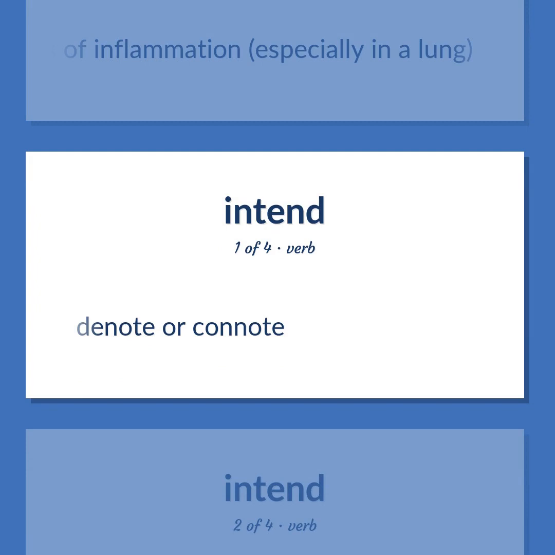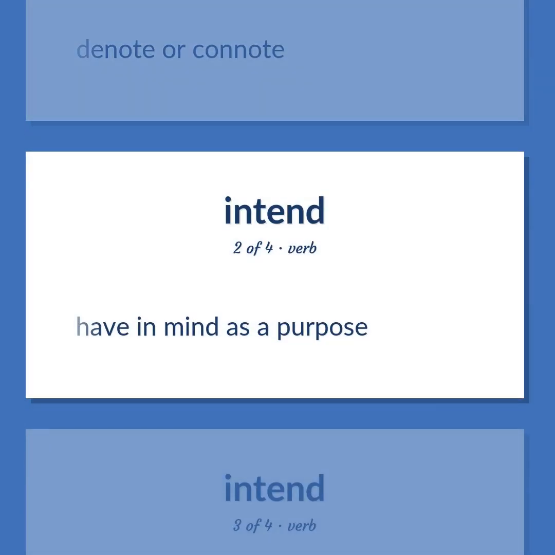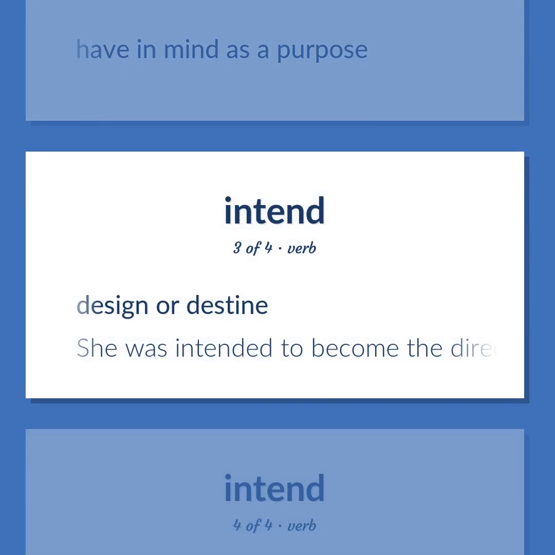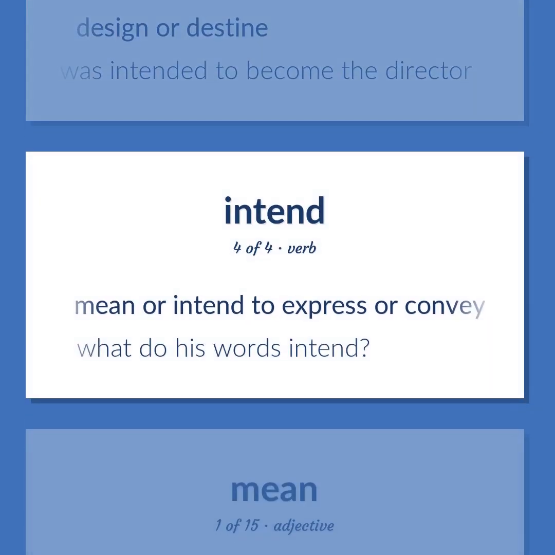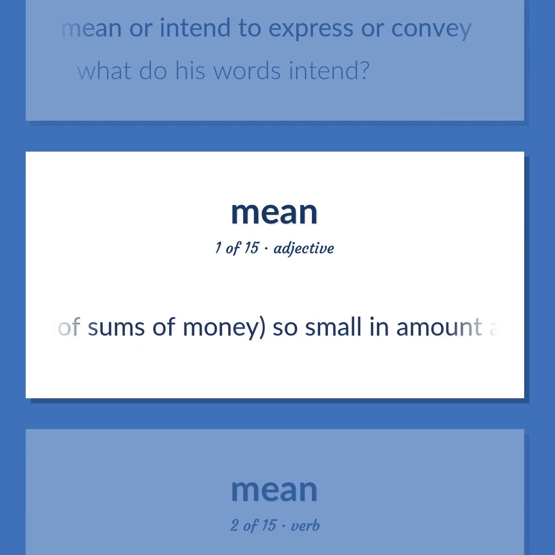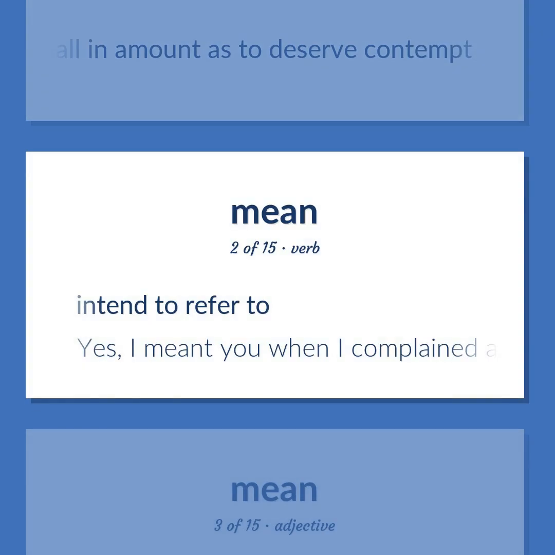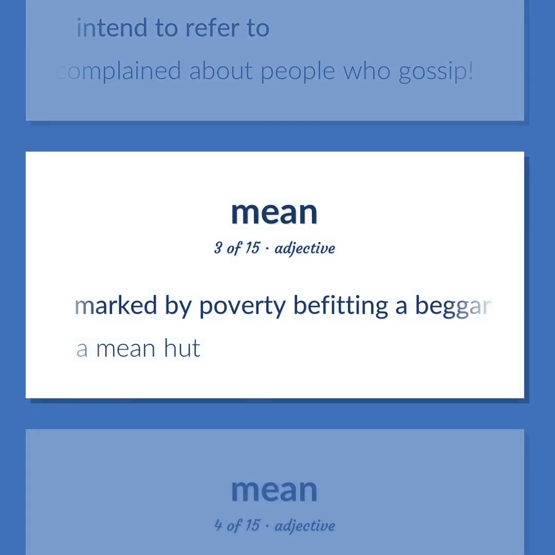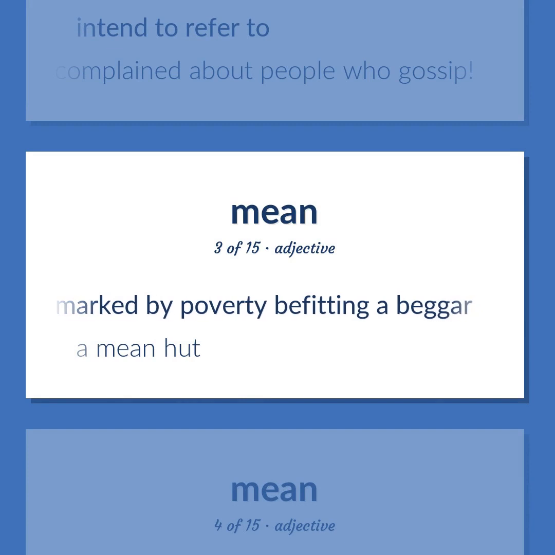Denote or connote. Have in mind as a purpose. Design or destine. She was intended to become the director. Mean or intend to express or convey. What do his words intend? Used of sums of money, so small in amount as to deserve contempt. Intend to refer to. Yes, I meant you when I complained about people who gossip. Marked by poverty befitting a beggar. A mean hut.